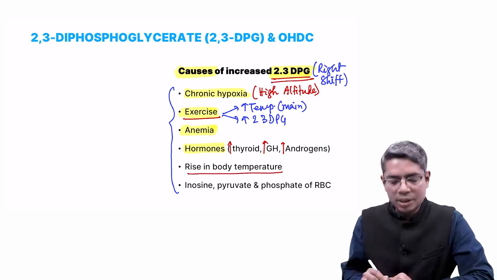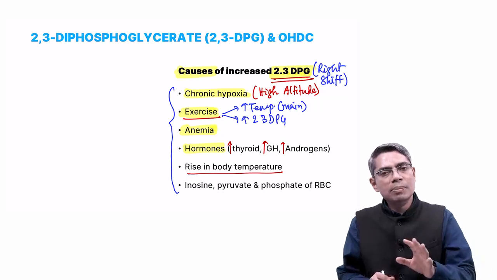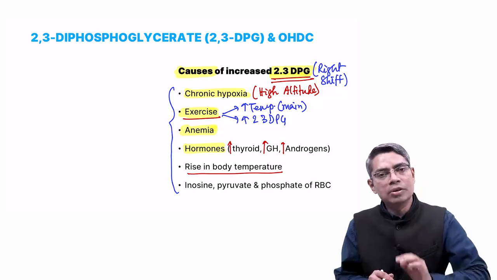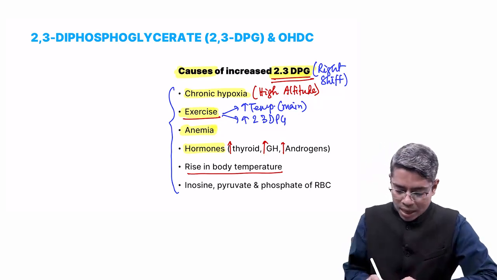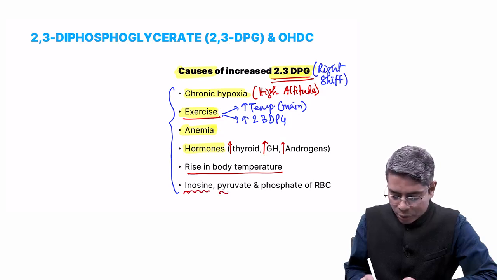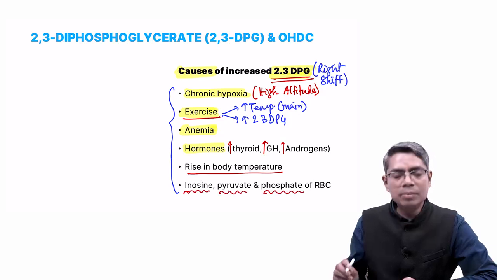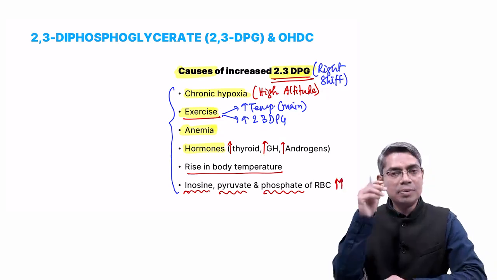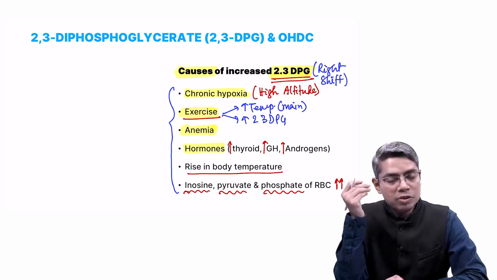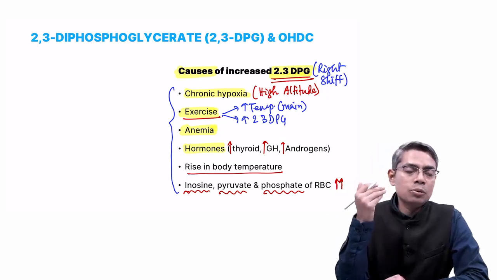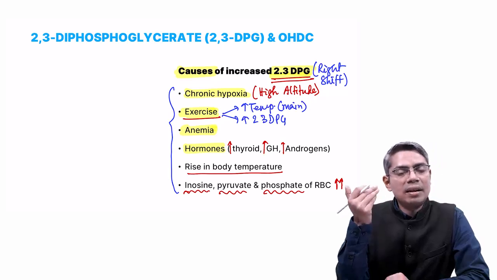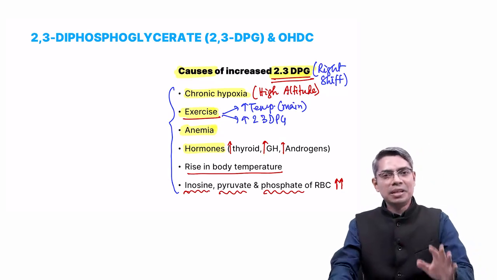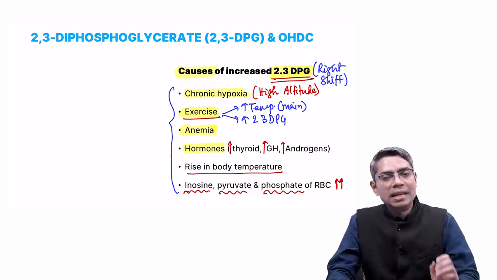Rise in body temperature, we have already seen that rise of body temperature can directly cause right shifting of the curve. Not only that, it can also cause increased 2,3-DPG production. And if the RBC content of iodine, pyruvate or phosphate is increased, then also 2,3-DPG production will be higher and right shift is going to happen. So again and again I am saying 2,3-DPG more means right shift.